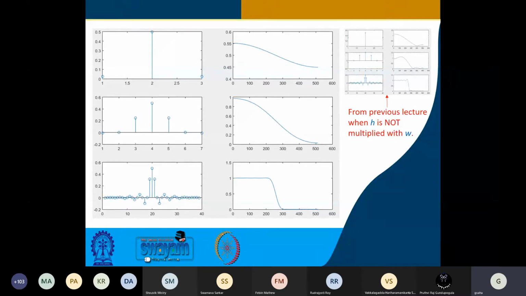Now look at this carefully, and for comparison I have plotted H if it was not multiplied with W. This is what you had seen before, and this is what you have got over here. Same 3, 7 and 39. Look at it carefully and give your observation.